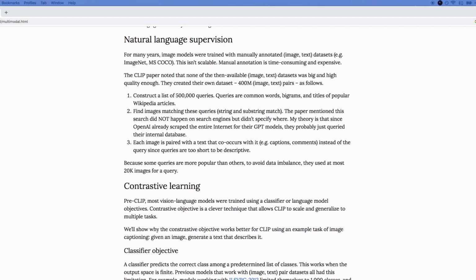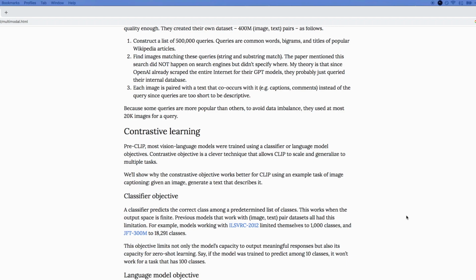500,000 queries. Queries are common words, bigrams, and titles of popular Wikipedia articles. Find images matching these queries, string and substring match. The paper mentioned this search did not happen on search engines but didn't specify where. My theory is that since OpenAI already scraped the entire internet for their GPT models, they probably just queried their internal database. Each image is paired with a text that co-occurs with it, for example captions, comments, instead of the query since queries are too short to be descriptive.